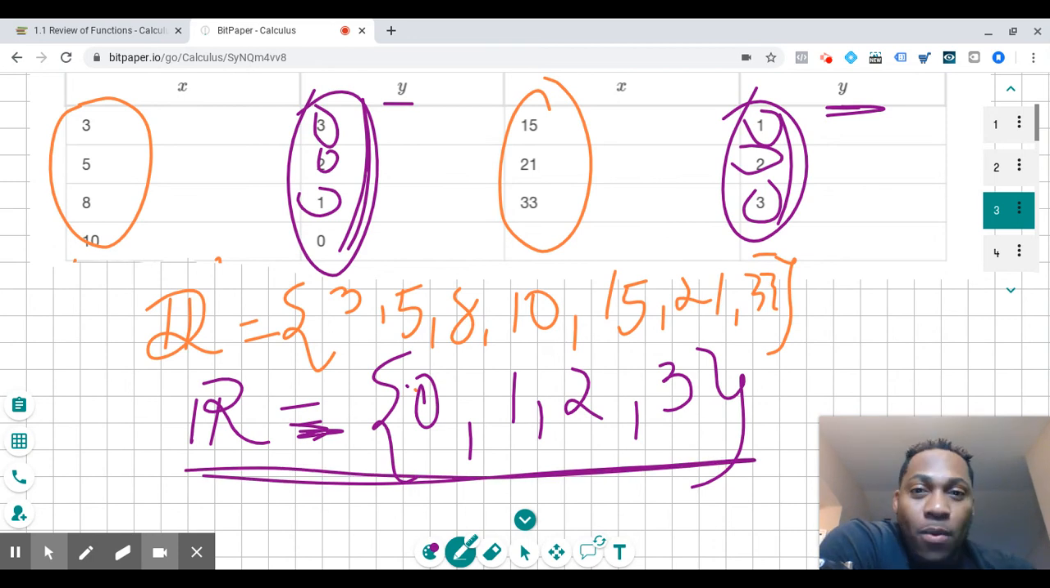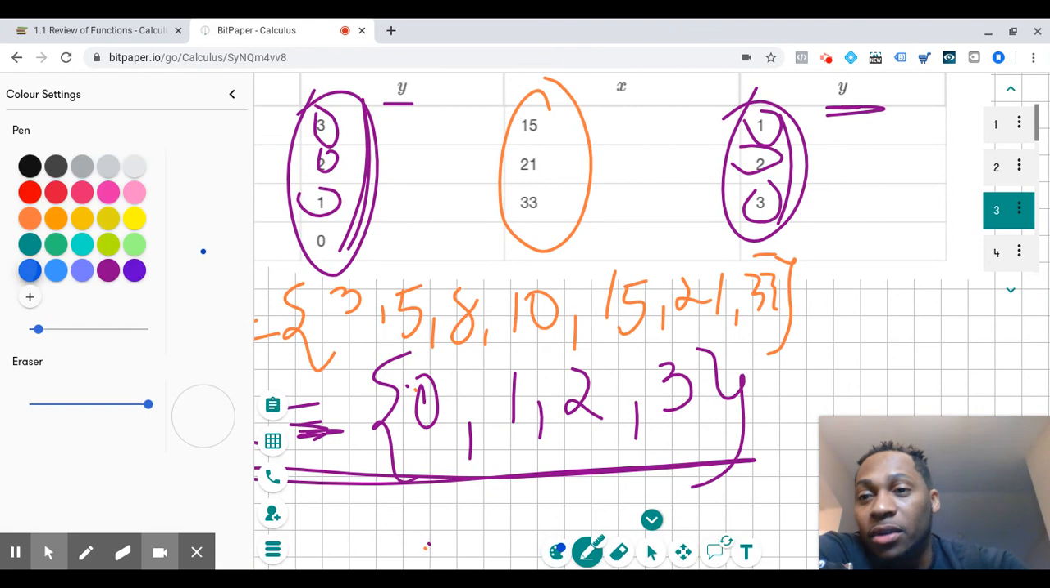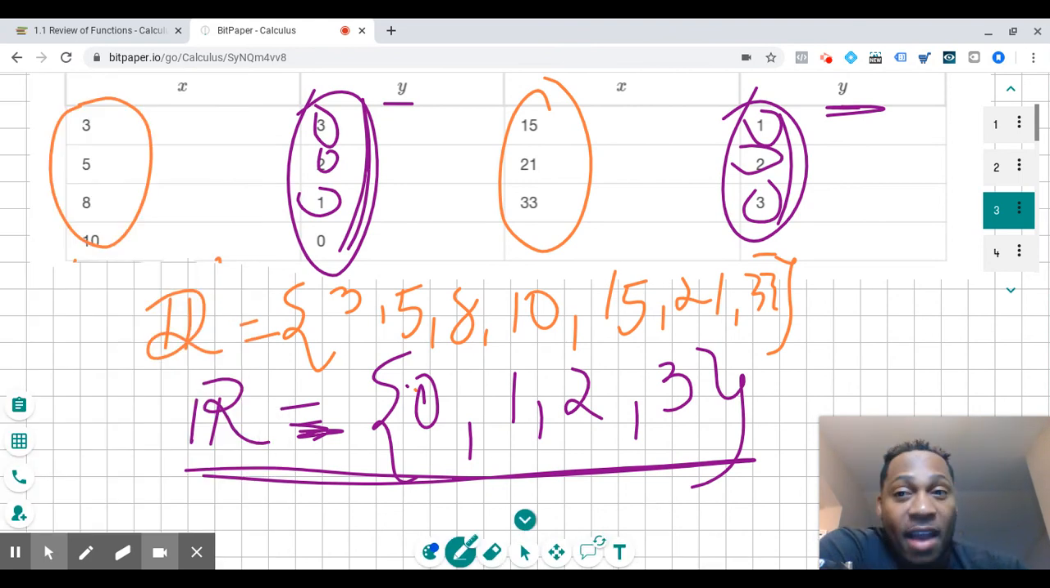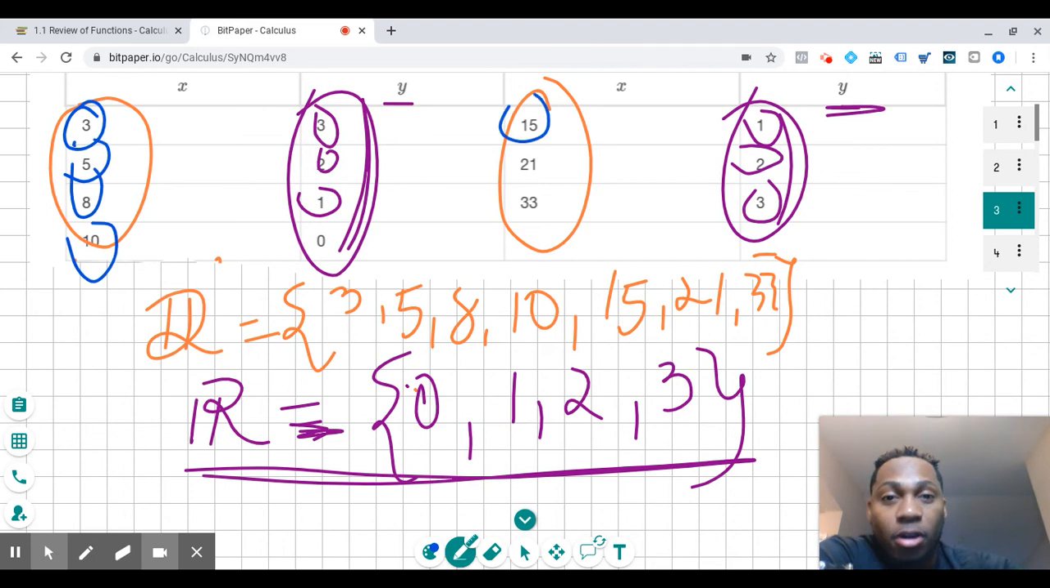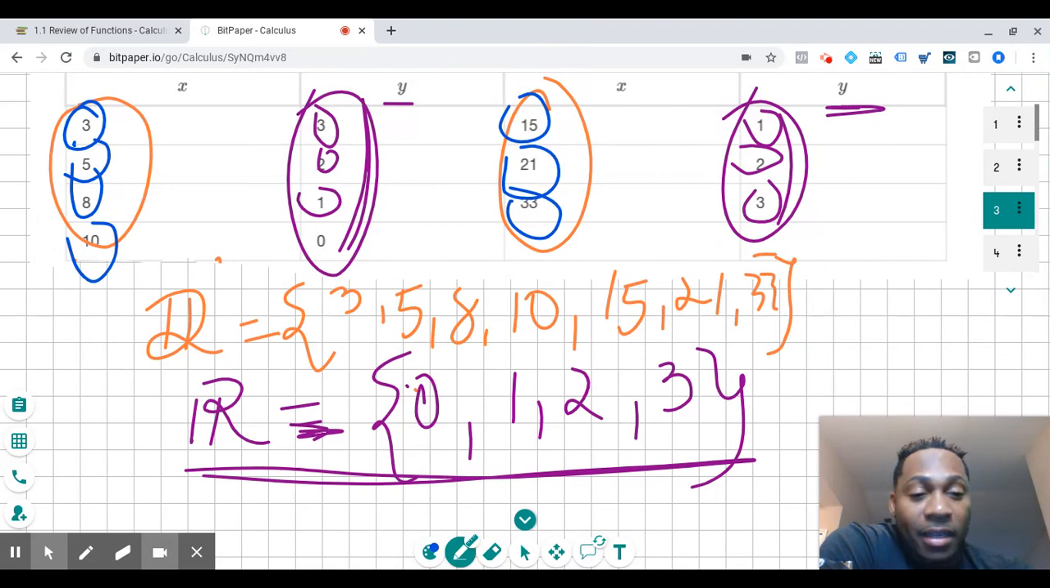Now, is this a function or just a relation? The little hint that I like to use is, if I have two sets of numbers, one set going to another set, I look at the x values and see if I have anything that's repeated. I don't have any repeated numbers here. They're all different. That means automatically I'm going to have a function.